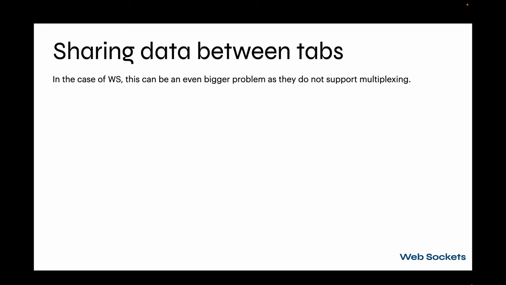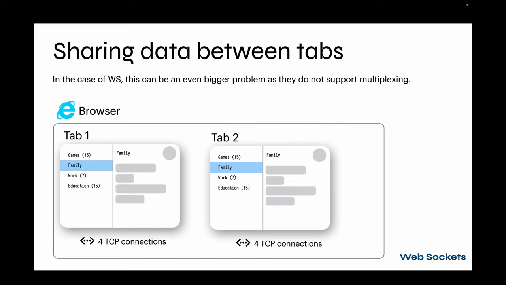In scenarios with multiple tabs, each tab opens its own independent WebSocket connection, and as a result, its own TCP connection. In our chat example, each tab might open 4 TCP connections, leading to a total of 8 TCP connections for 2 tabs. This is a common use case for applications like chat. So, how can we reduce the number of connections?